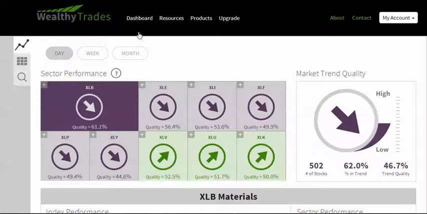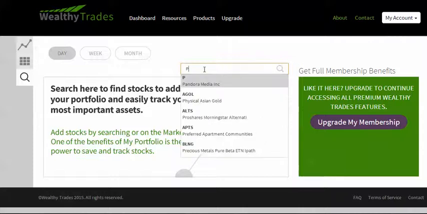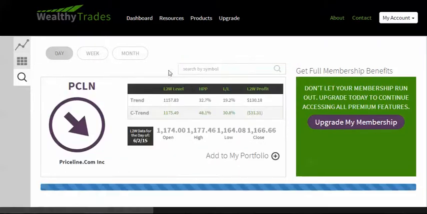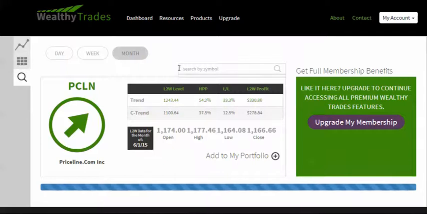So what I'm going to start with is I'm on the Wealthy Trades dashboard. This is after logging in. I'm going to click on the Spyglass over here, and I'm going to use an example in Priceline. Priceline is going to be my example stock for this particular strategy. I'm going to look at a monthly for now, and I'll see if I can find some weekly examples too. I'm going to pull up Priceline, and here's all the monthly stats.